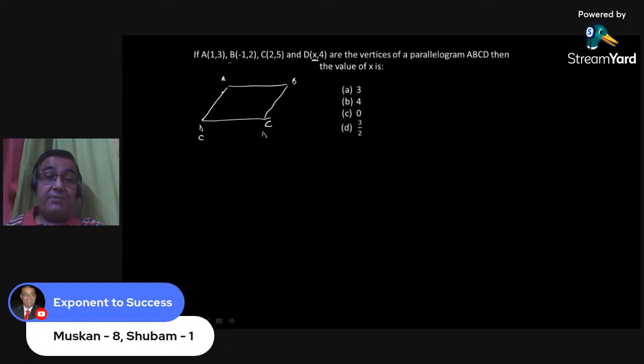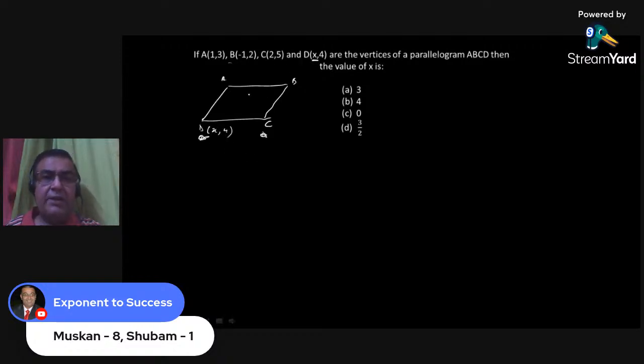People make a lot of such mistakes where they interchange these 2 points. So it has to be named in this way only. You can either go clockwise or you can go anti-clockwise. That does not make any difference, but they should be named in the same order. So A, B, C, D. Now D has the coordinates x comma 4.